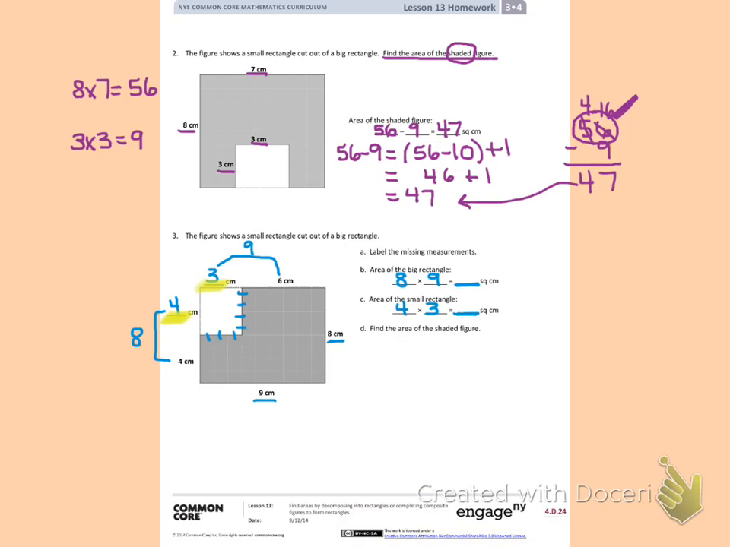So in order to find the area of the shaded figure, this is what you need to do. You need to take your answer to B and write it right there. And then subtract out the area of the unshaded or smaller rectangle, which is answer C, and write it on that line. Once you do the subtraction, that will be the answer. And the answer, of course, is going to be square centimeters.